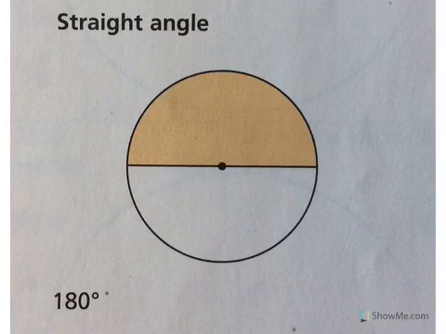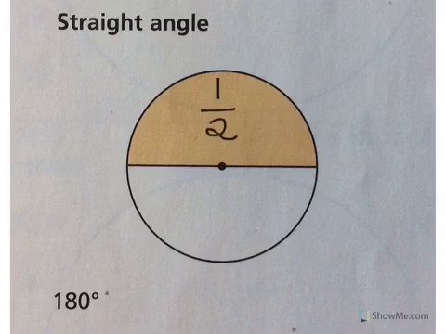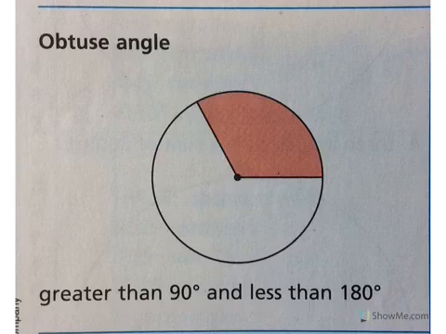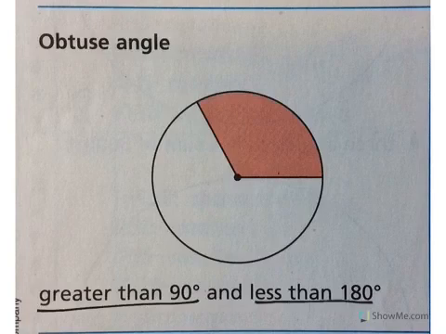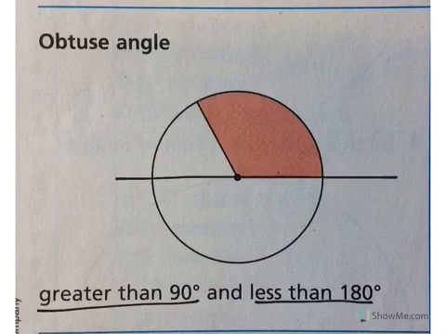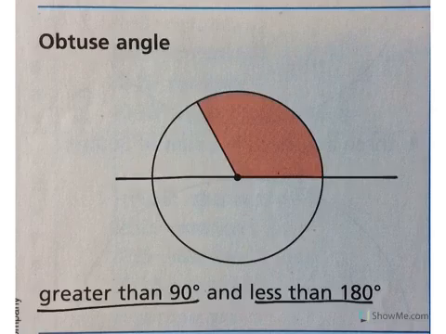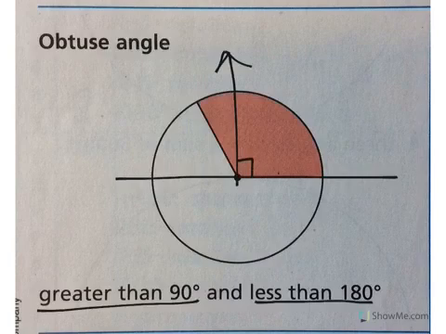A straight angle is exactly 1/2 of a circle, and it is exactly 180 degrees. An obtuse angle is greater than 90, but less than 180. Here's 180 degrees. Remember, a straight angle. So this angle right here is obtuse. I can see that it is greater than a 90-degree angle.